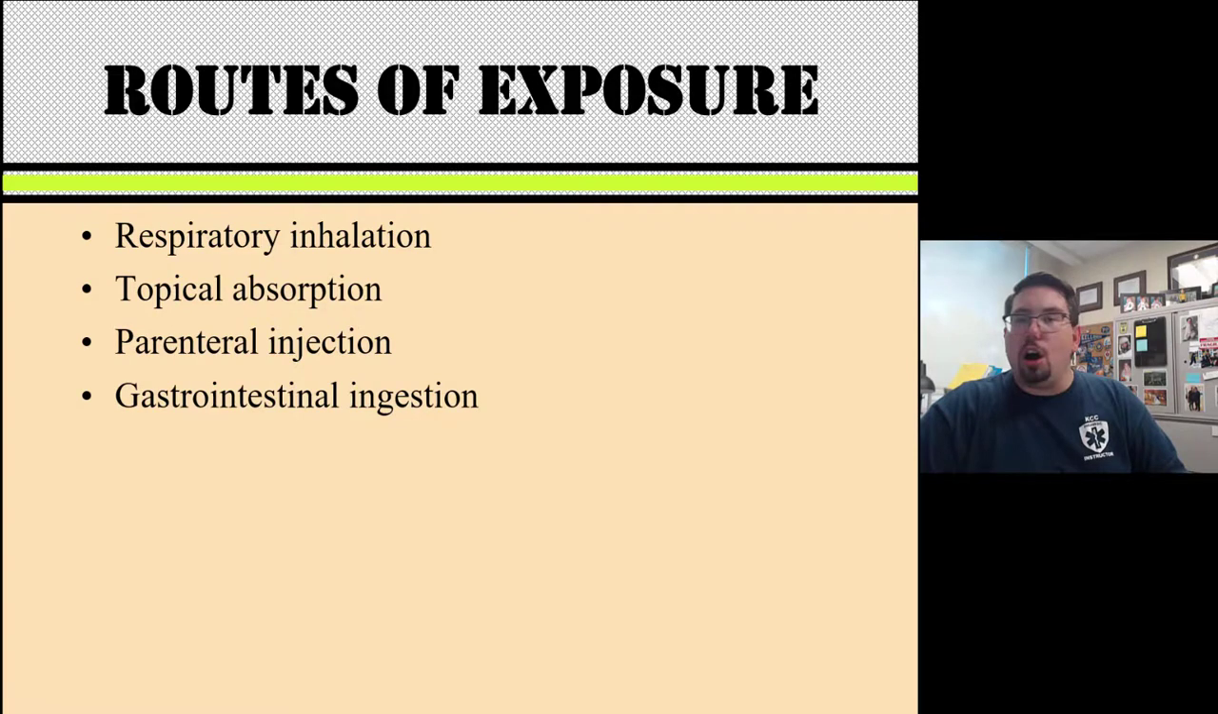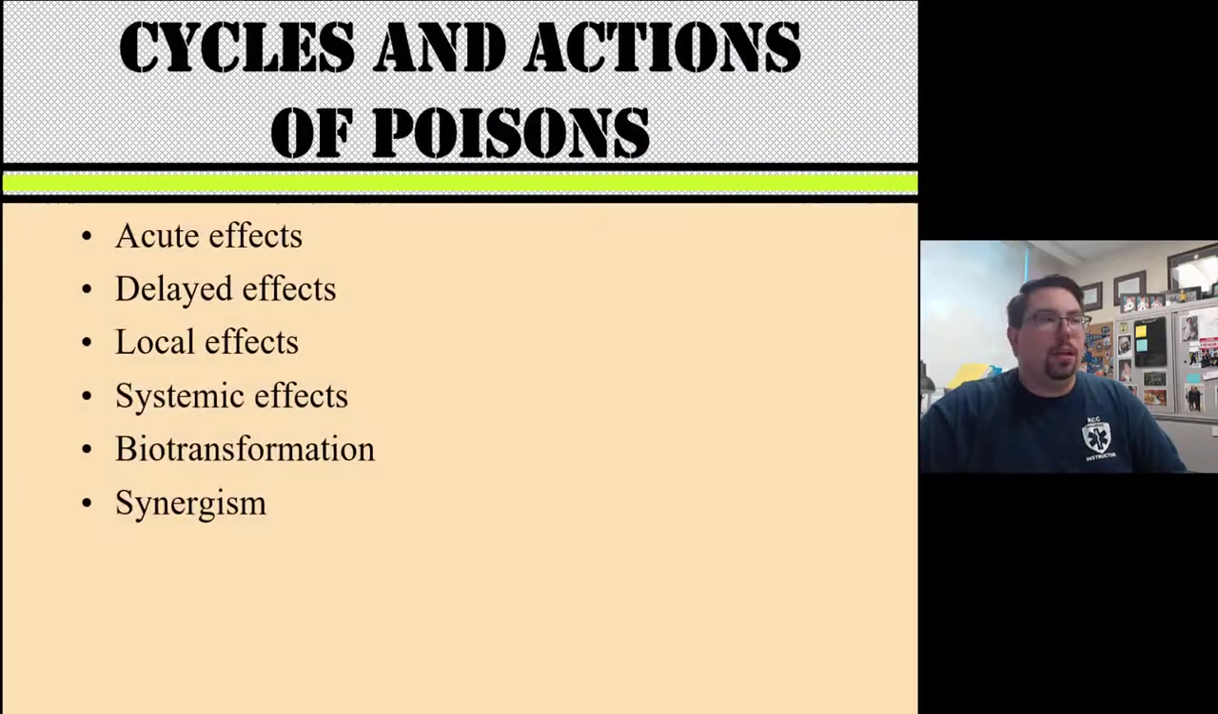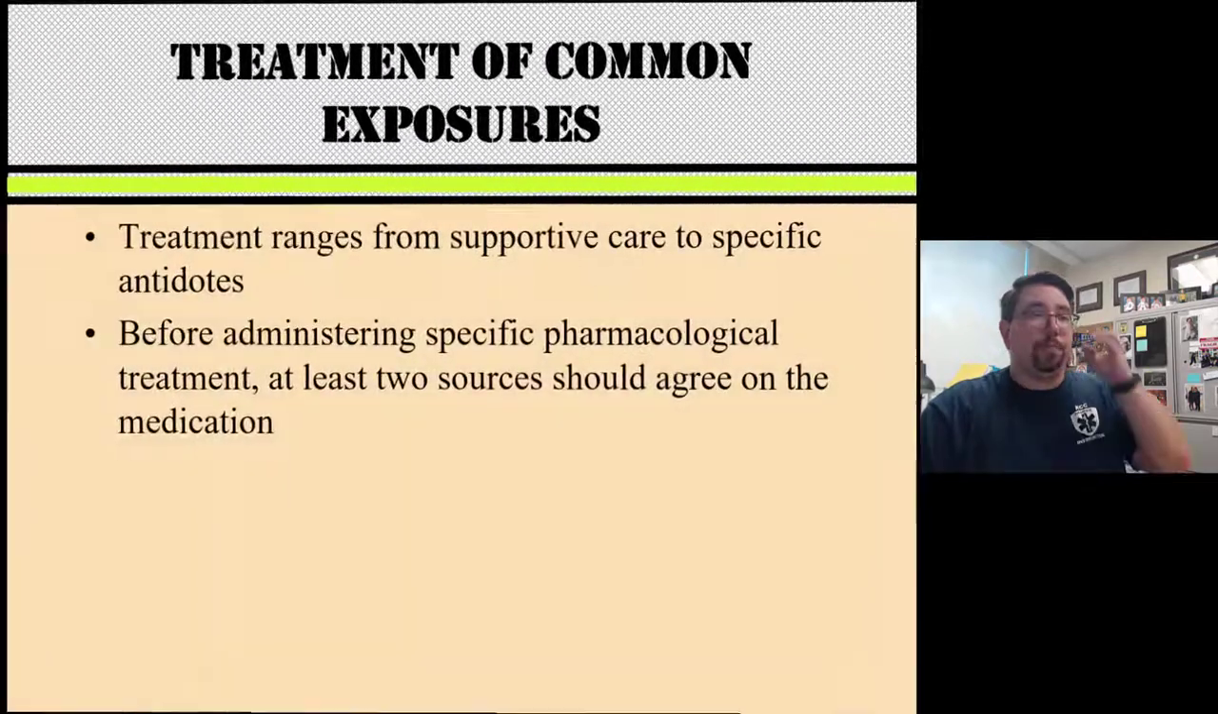Routes of exposure, all routes are fair game. It could be respiratory, topical, injection, or gastrointestinal ingestion. We know that oftentimes the cycles and actions of poisons can play many different roles. We oftentimes have acute effects, delayed effects, maybe localized versus systemic effects. We may see a biotransformation of the chemical, and synergism, where it's actually going to build off of other chemicals or even medications the patient may be on.